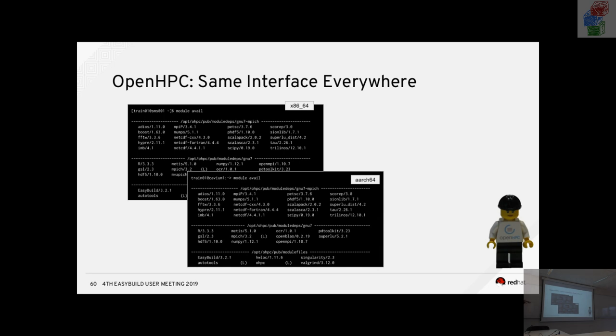And once you have it installed, you get the same interface independent of the operating system and of the architecture. So the user will always see the same module names and files, so he doesn't have to change any paths if he's using an OpenHPC system.